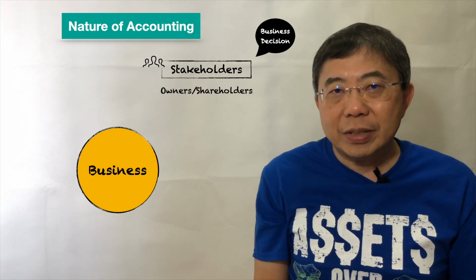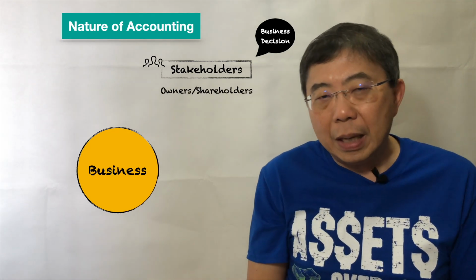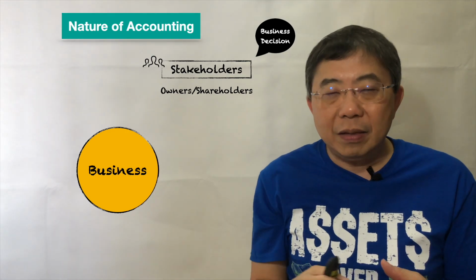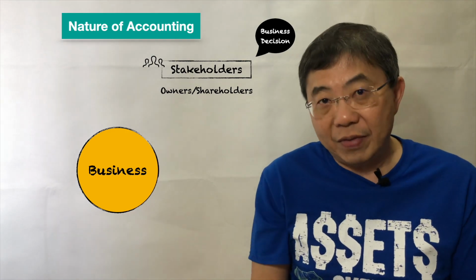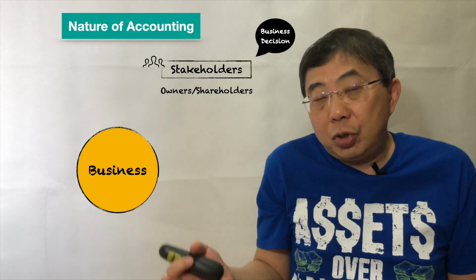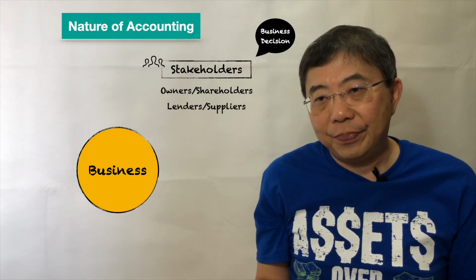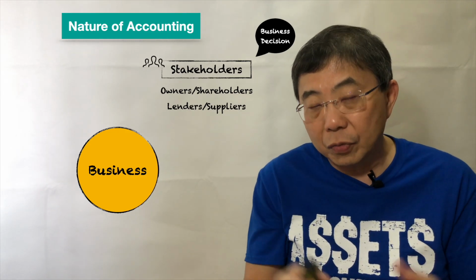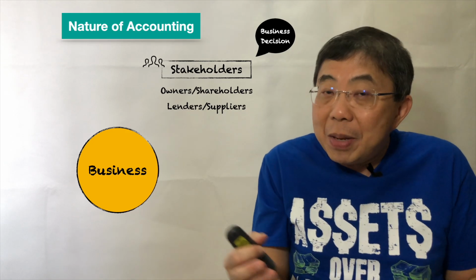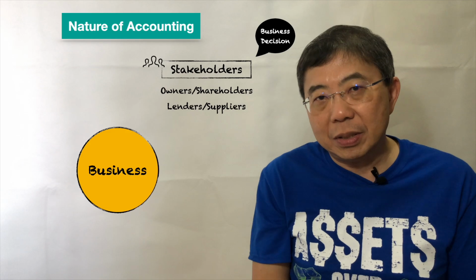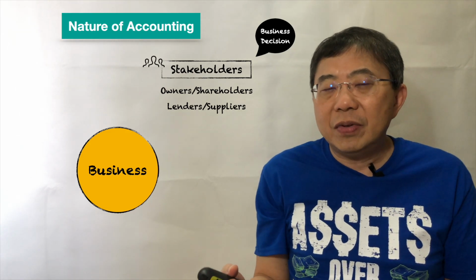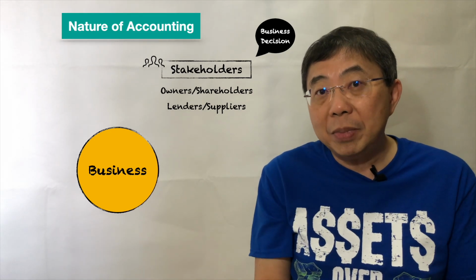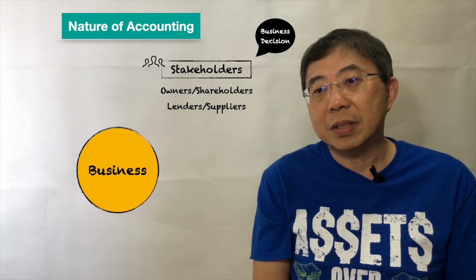So one of the primary stakeholders of a company, for example, are owners or shareholders. Now, an owner may want to decide if they should increase their investments in the business or they should sell their stake in the business. Another group of stakeholders could be lenders or suppliers of goods and services. Now, lenders may want to know if they should lend money to the business or not. Suppliers of goods and services may want to know if the business can pay them on time if they were to deliver goods and services to the business.